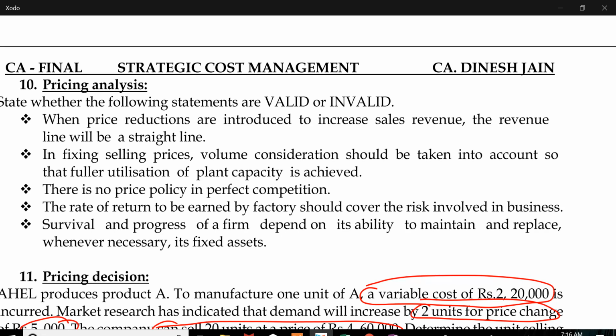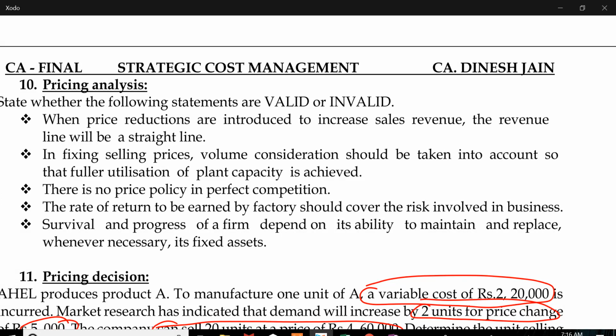Rate of return to be earned should cover the risk involved in business. This is a concept of finance, not costing. Tell me, do you think it to be logical or not logical? More risk, more return; less risk, less return. Looks to be a valid statement.